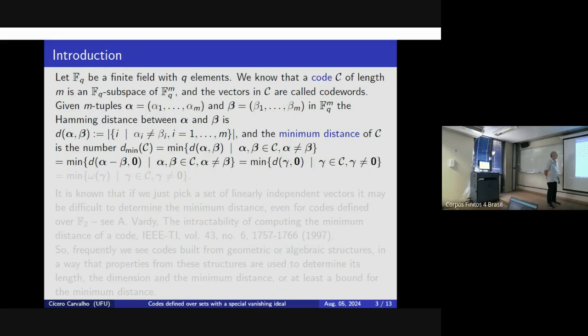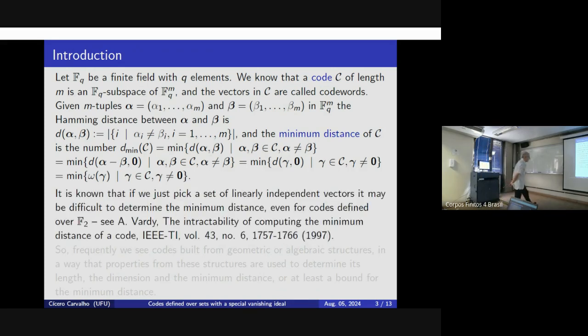So in the end, we just want to calculate the minimum of the distance of non-zero codewords to 0. The distance of a codeword to 0 is called the weight of the codeword. So we all know this. So the problem is how to define codes. If you ask a student of linear algebra, he'll say, "Oh, it's very easy, just pick a set of vectors and that's it." It's not a bad idea, but if you do that, it will be very difficult to determine the minimum distance, even using computers, even if your code is defined over Fq.